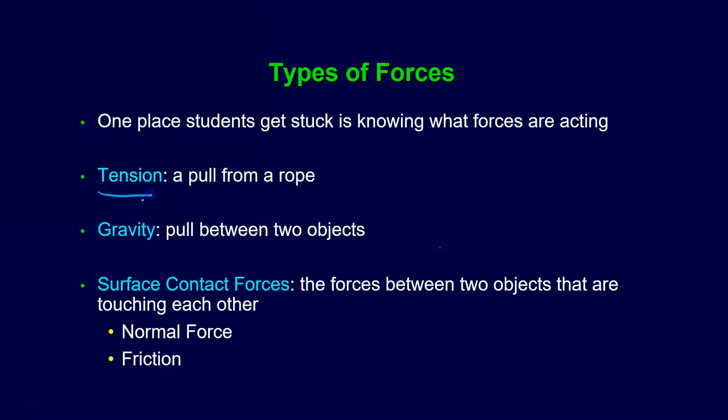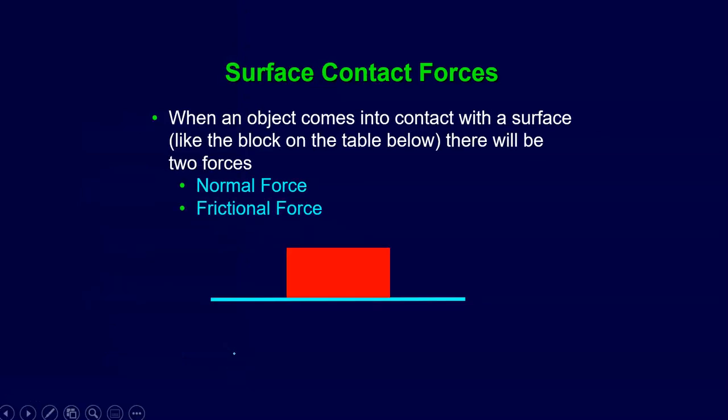Tension is a pull from a rope. Gravity is the pull between two objects. We'll talk more about that later. And then there's contact forces between surfaces. These get broken into two different kinds, the normal force and friction. Let's go through and do a couple of examples with these different types of forces.